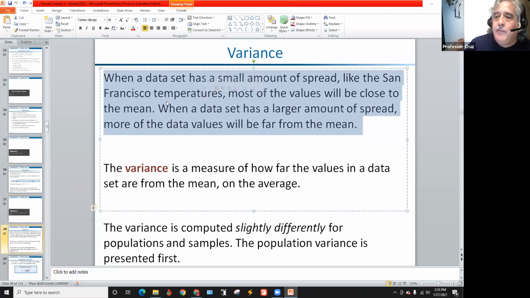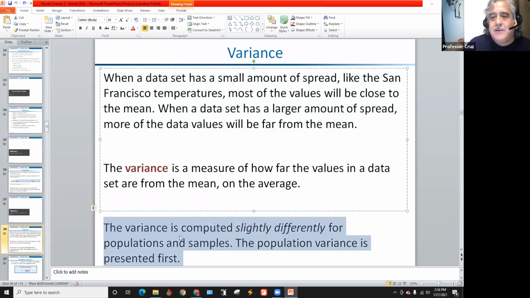So this is just basically saying the same thing. When there's a small amount of spread, like in the San Francisco temperatures, the values are closer to the mean. Whereas if you have a larger spread, they're more spread out. Now, the variance is just a measure of how far the values in the data are from the mean. That's all it is. And you just got to realize this, that both for the sample and the population, this is one of the few things where we have a difference in calculation, there's one slight difference, as we're going to see.